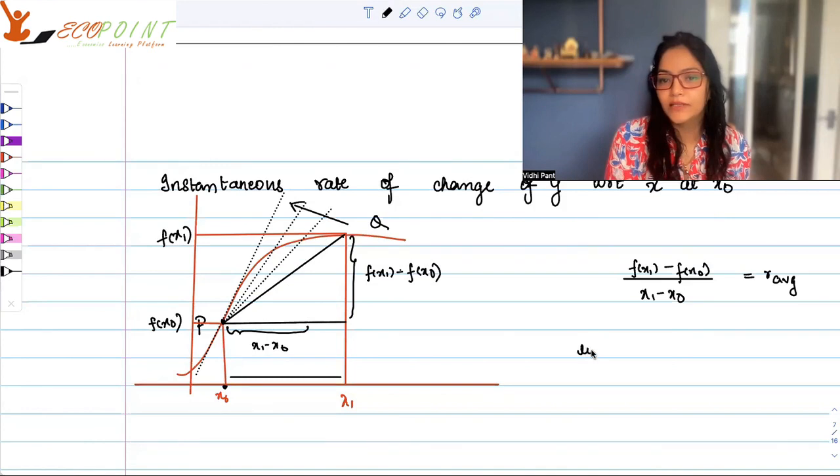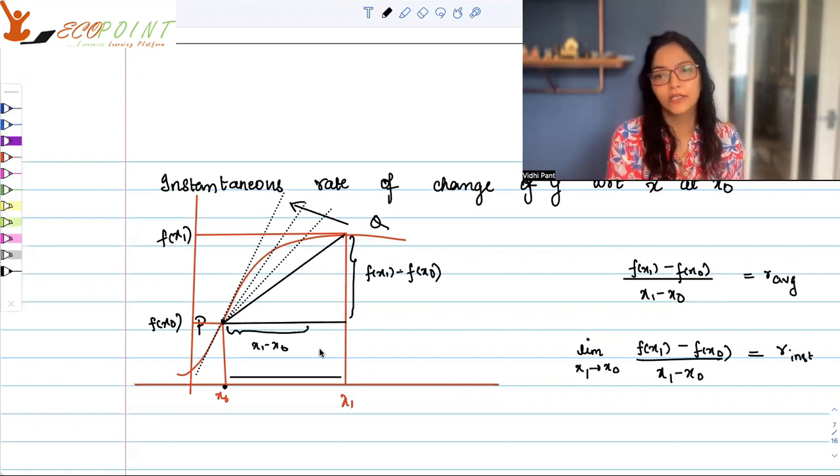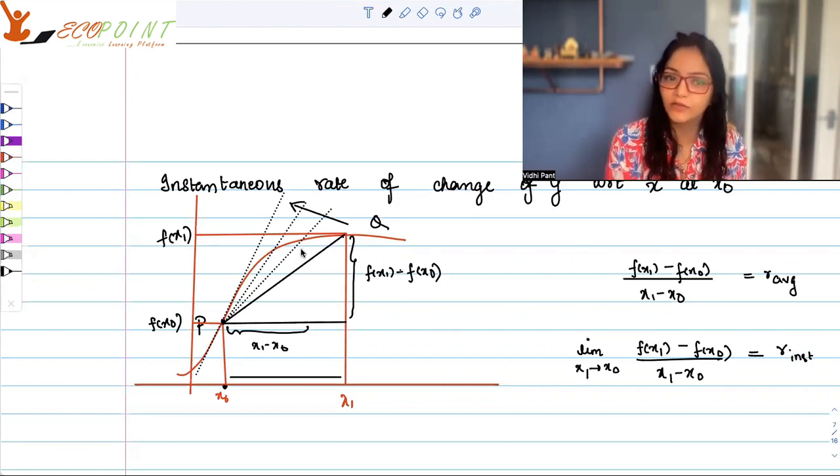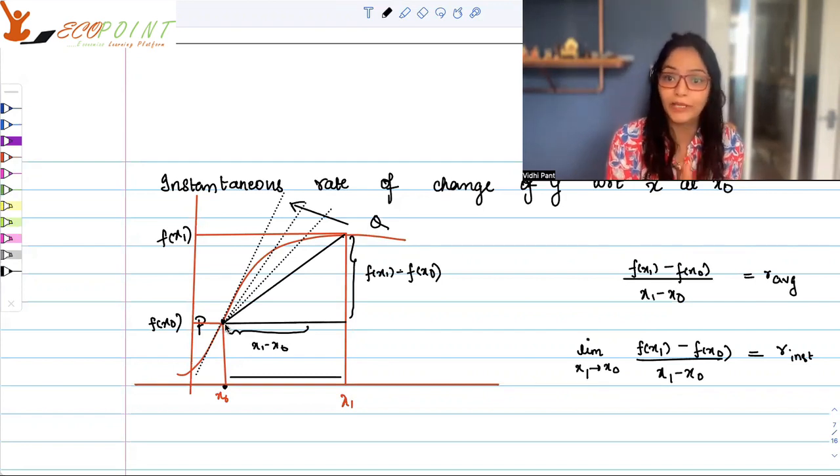In other words, we can say that the instantaneous rate of change is when x1 is tending towards x naught only, (f(x1) minus f(x naught)) upon (x1 minus x naught). This limiting value will give you the instantaneous rate of change. It's rate of change, but at one particular instant, that is just at P.